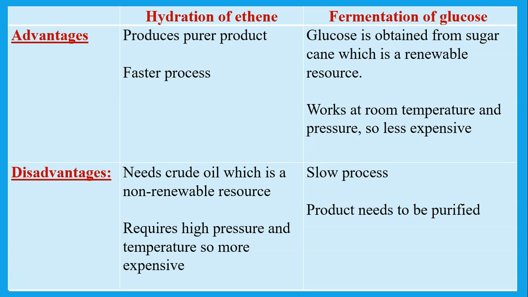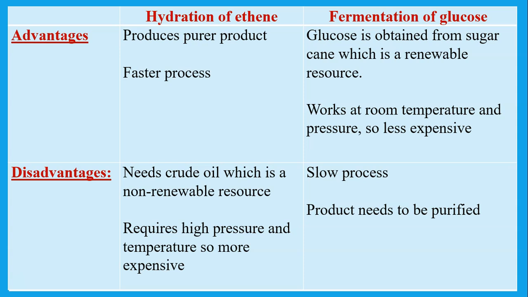So the advantages of hydration is it produces a pure product, fast process. But the disadvantage was it needs crude oil, which is non-renewable, and it requires high pressure and temperature, so it is more expensive. The fermentation of glucose, this is obtained from sugar cane, which is renewable, and the temperature and pressure are low, so this is less expensive.